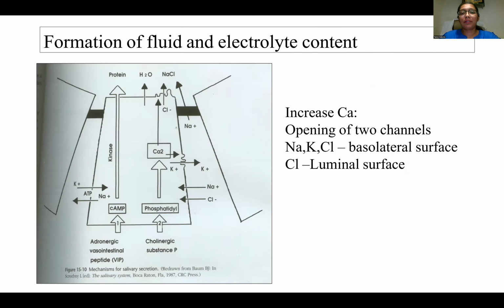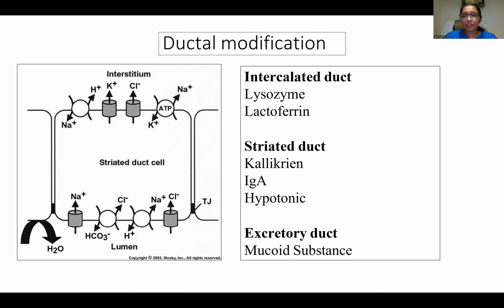Coming to the formation of the fluid and electrolyte content, there was an increase in calcium that led to the opening of the 2 channels, and we saw that sodium, potassium, and chlorine are present at the basolateral surface, wherein only chlorine is going to be exchanged at the luminal surface. Ductal modifications we have already gone through in the ductal system: in the intercalated duct, lysozyme and lactoferrin; in the striated duct, kallikrein and IgA, and the saliva formed was a hypotonic saliva; and in the excretory duct, a mucoid substance was added to the saliva. So this is all about the ductal modification that took place.